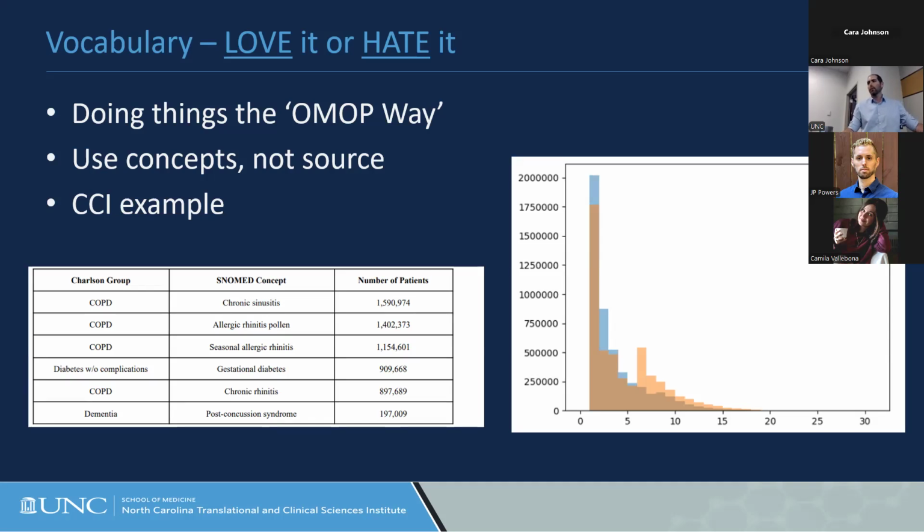I don't like the idea of doing research this OMOP way. I don't want to use SNOMED concepts as my level of granularity as opposed to source. And so part of this is stylistic. Part of this is not stylistic too. So here, this is the example that I give.